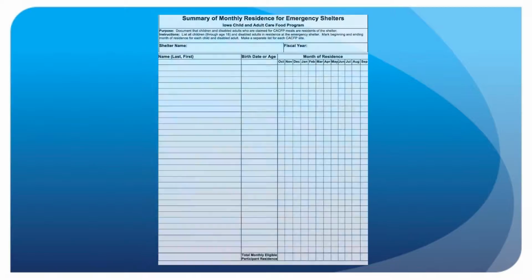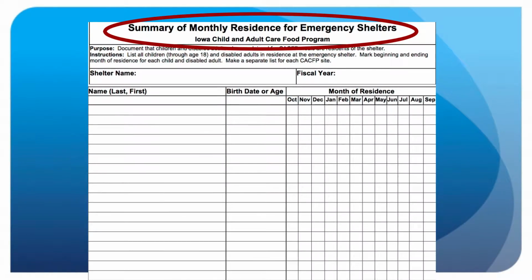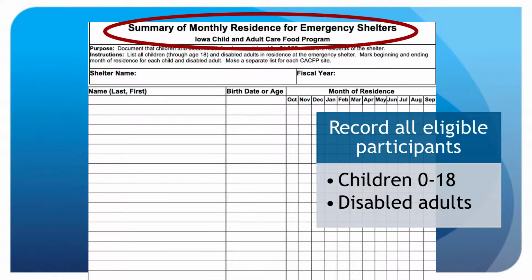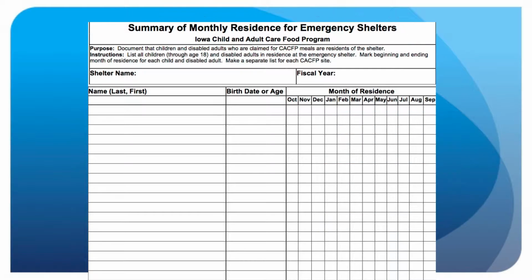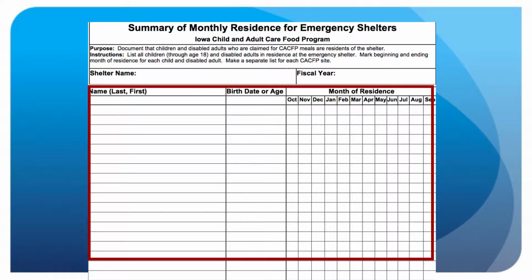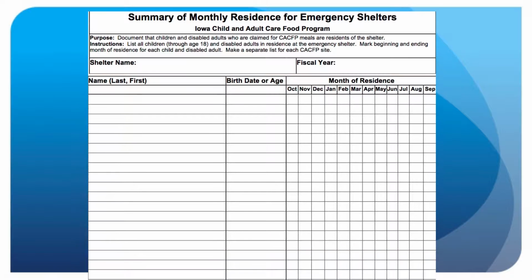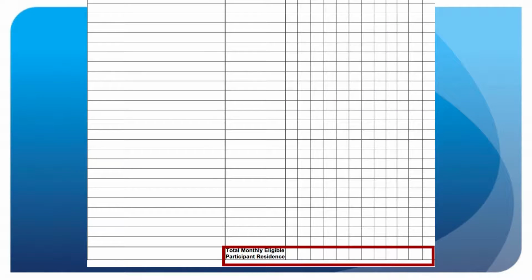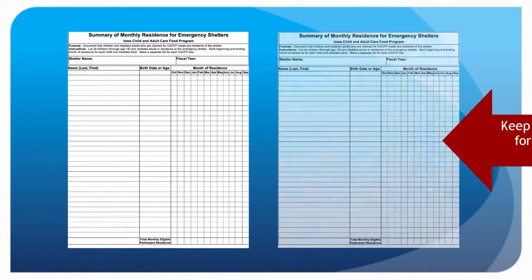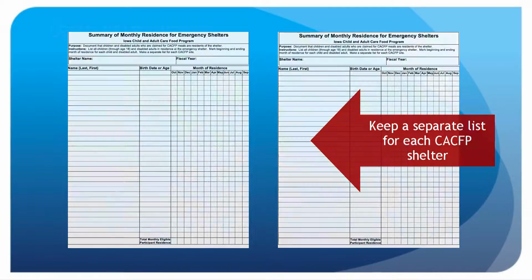The manual includes a summary of monthly residence form for children ages 0 to 18 and disabled adults. Maintain a list of eligible participants including name, age or date of birth, and period of residency. Each month, record the eligible participants who reside at the center. At the bottom, record the total CACFP residents for each month. Keep a separate list for each CACFP shelter.